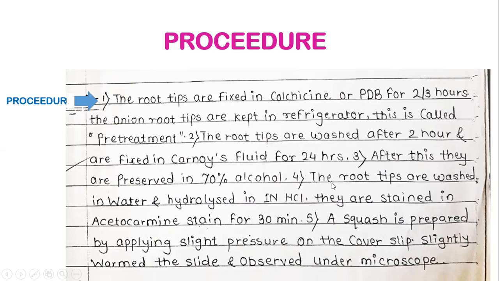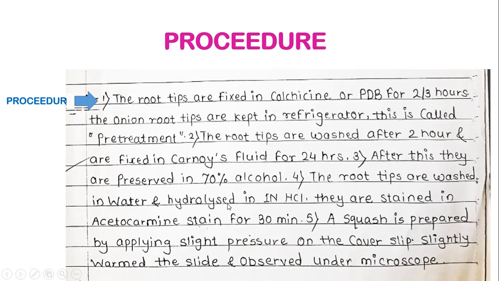Take the root tip into a watch glass. You will be taking the root tip into the watch glass containing water. पाण्यामध्ये धुवायचे to remove all the things which you have put. Wash the root tip thoroughly in water with the help of a brush. Then transfer the root tip to another watch glass containing 1 normal HCl and slightly warm the slide on a spirit lamp. This is called as hydrolysis.